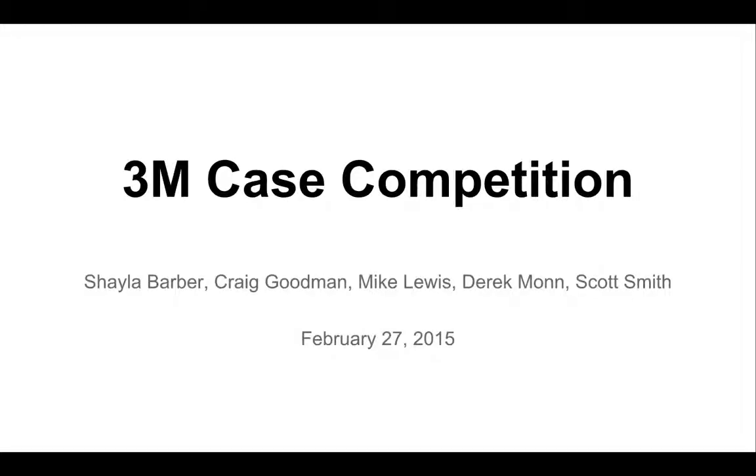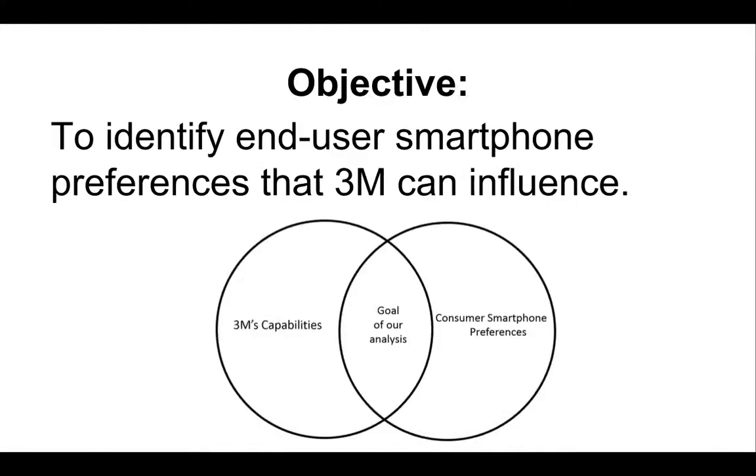So this is our presentation of the 3M case competition. The primary objective of where we went with our research and our efforts was to combine what 3M is capable of and what the end consumer smartphone preferences are, and trying to identify where's that overlap and what 3M can do to influence those consumer preferences.